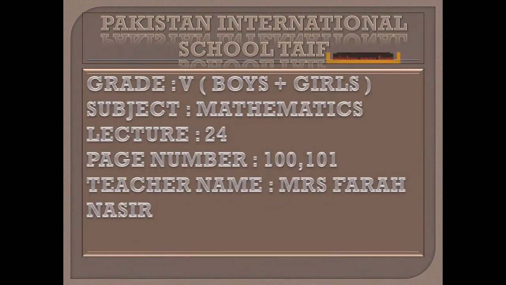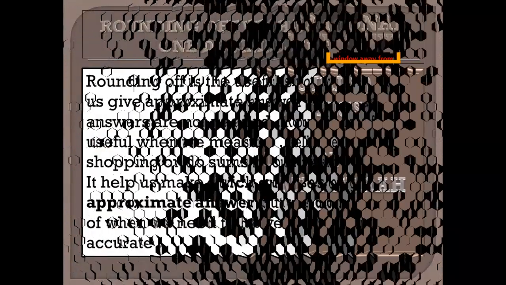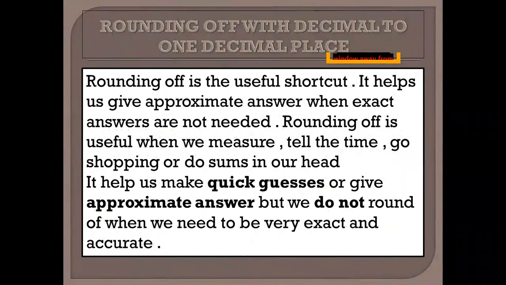And this is our 24th lecture of maths. Today our topic will be about page 100 and 101. Rounding off with decimals. In our midterm on page 22, we did rounding off of whole numbers only. But in these two pages, we round off numbers with decimal places.